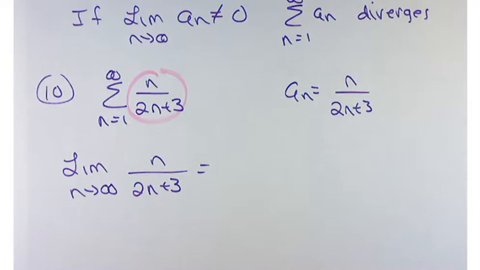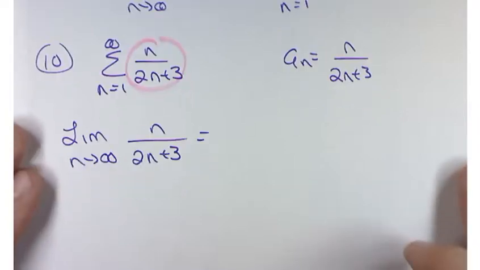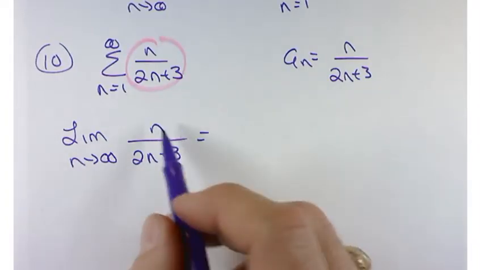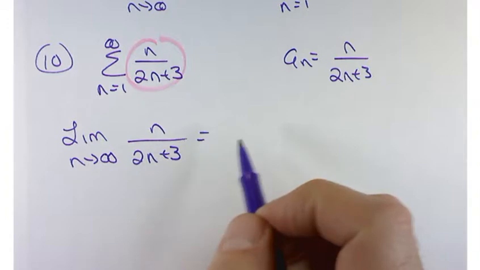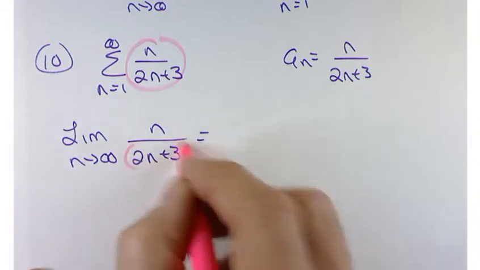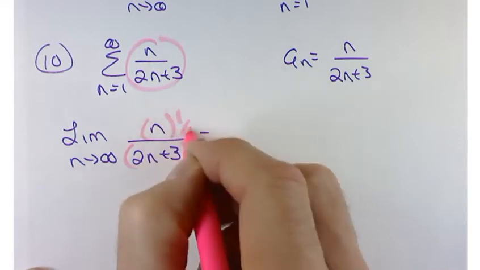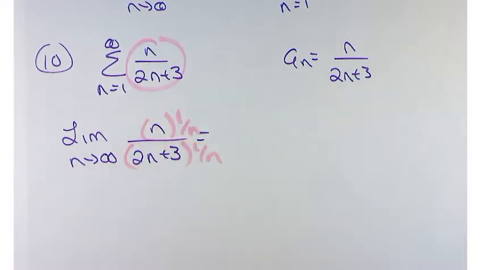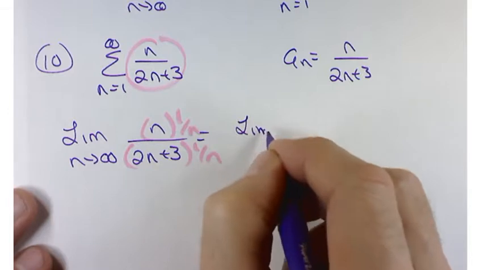Yeah, it's going to go to 1/2, right? Now, you can pull out the heavy guns, L'Hopital's rule, and end up with 1 over 2. All right, that's fine. Another way you can do that is you can just divide everything by n. So this would be a kind of a college algebra approach.